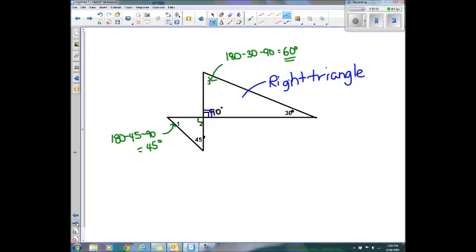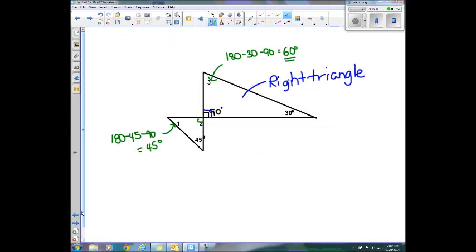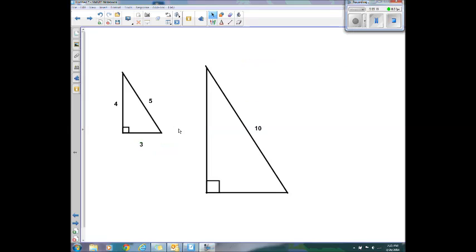So an acute triangle has all of the angles less than 90 degrees. Obtuse means there's one angle bigger than 90. There can't be more than one bigger than 90 degrees, but one of them is. If one of the angles is a 90-degree angle, we call it a right triangle. If you have two triangles and their sides are related by the same ratio, the ratio of the sides that are in the same place are the same, we call those triangles similar triangles.